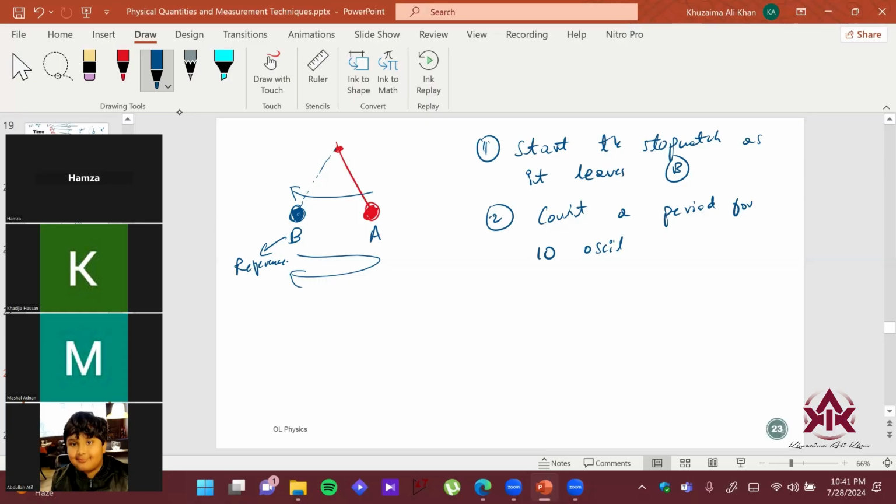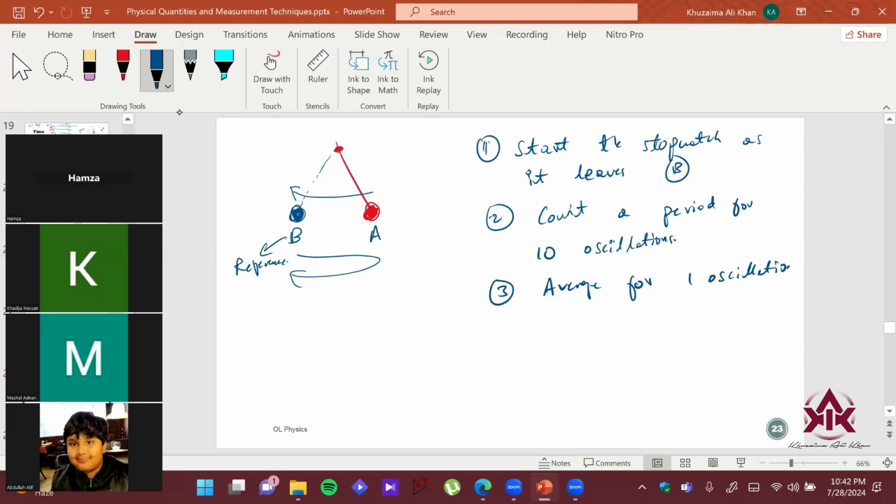What is an oscillation? It's just a to and fro movement. It went from B to A, and from A back to B, that's one oscillation. So we're going to keep on counting. B to A, then B, one count. Keep it rotating. B to A, then B, two oscillations, and so on and so forth, till it completes 10 oscillations. And then we'll do what? Take the average for one oscillation.